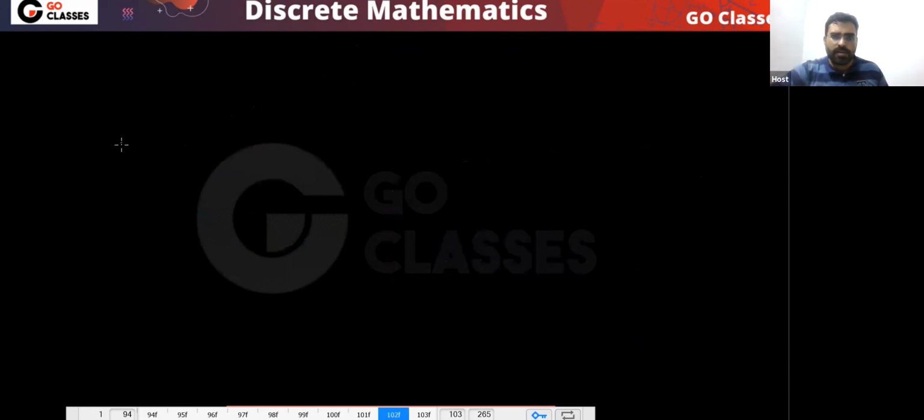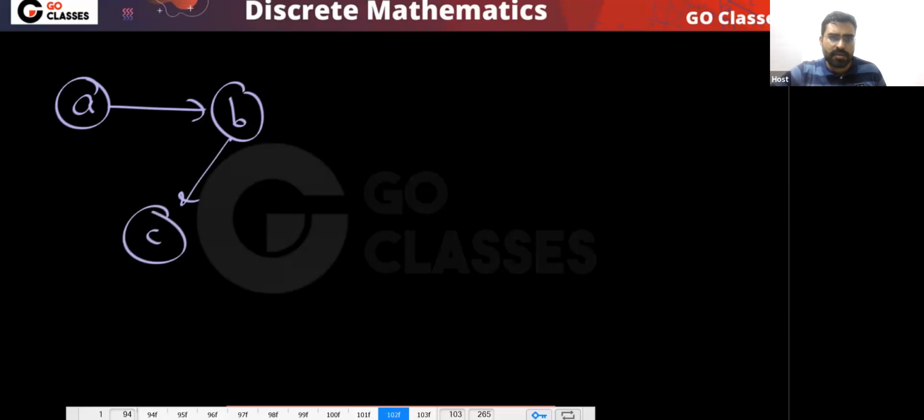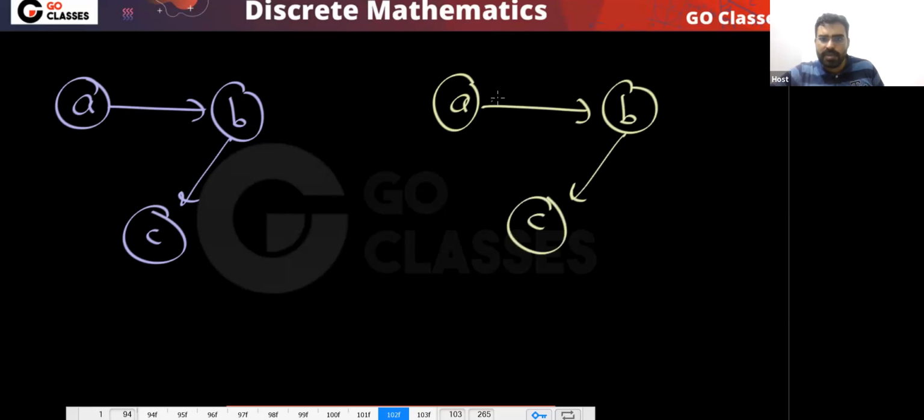For example, let me give you some graphs. A, B, C. Tell me, is this graph strongly connected or weakly connected? What do you think? Let's see another graph. A, B, C. Let's see these two graphs. Tell me, is this graph strongly connected? No. Is this graph weakly connected? Yes.